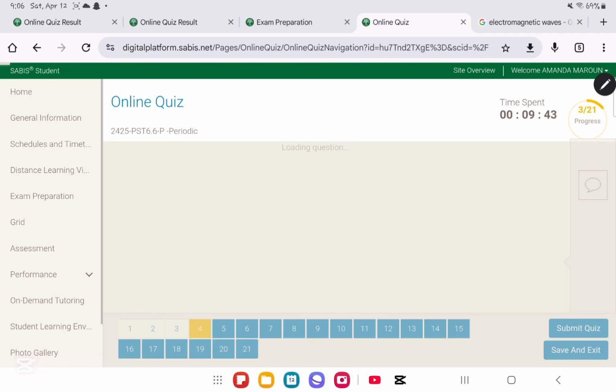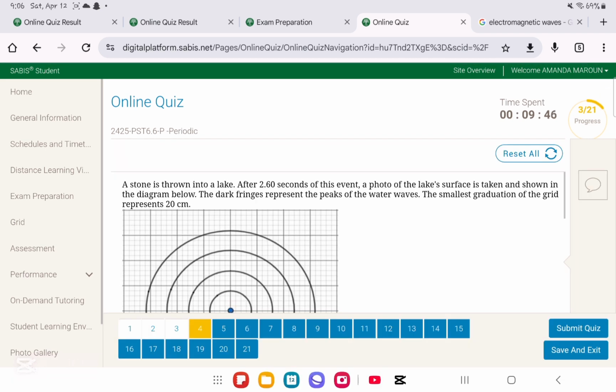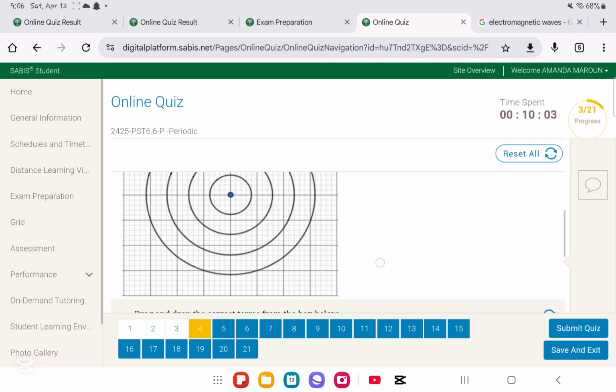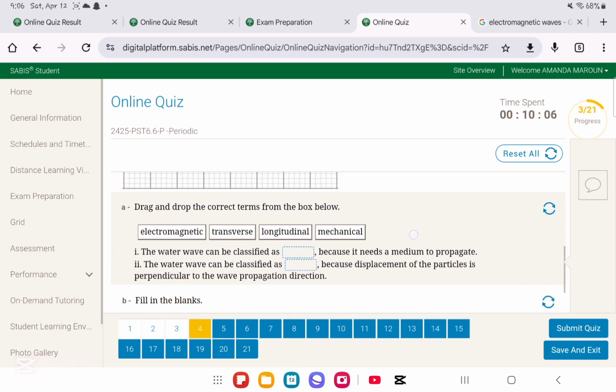We move on to question number 4. In question number 4, they said, a stone is thrown into a lake. After 2.6 seconds of this event, a photo of the lake surface is taken and shown in the diagram below. The dark fringes represent the peaks of the water wave. The smallest graduation of the grid represents 20 centimeters. So, the water wave can be classified as, because it needs a medium to propagate. If it needs a medium to propagate in, then it is mechanical. The water wave can be classified as what? Because displacement of the particles is perpendicular to the wave propagation direction. If it is perpendicular to the wave propagation direction, then it is transverse.